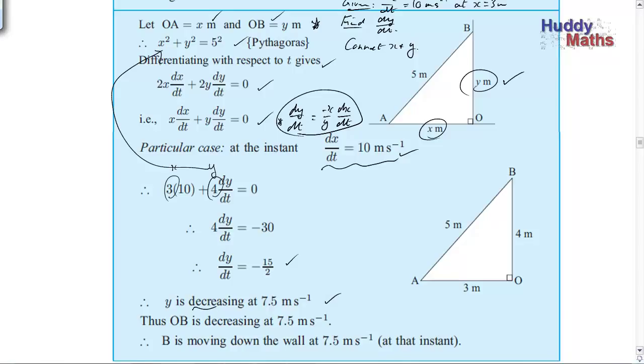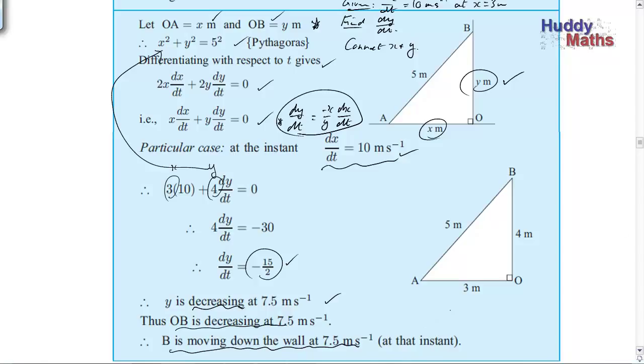And you should put this interpretation, don't leave it like that, explain it. Okay, so y is decreasing, OB is decreasing, that is, there's your final answer, moving down the wall, because it said in words at what rate is the top of the ladder moving down as the feet move away. Okay, so that's the idea.